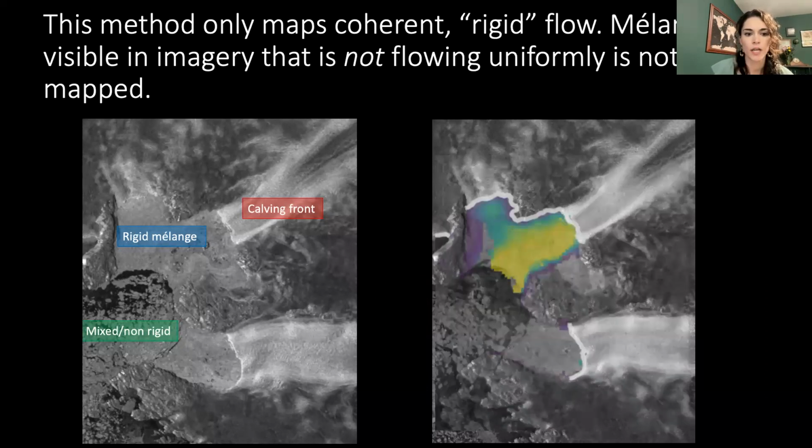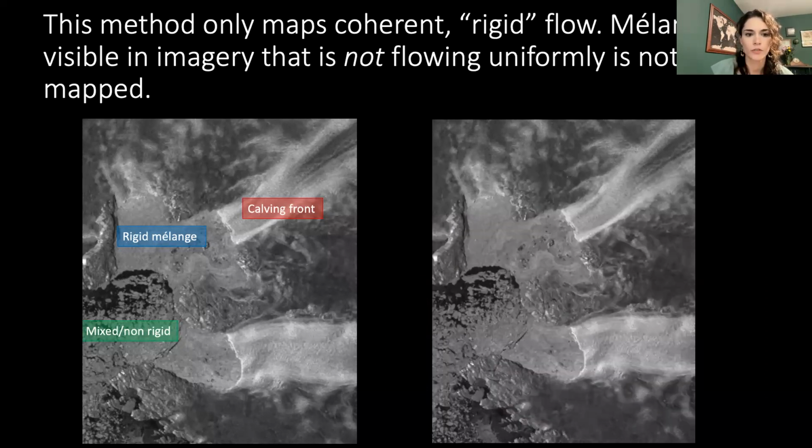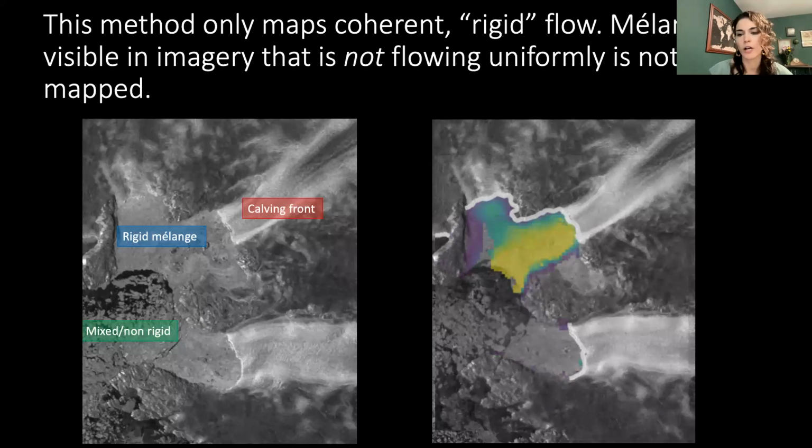And so just to compare these two types of rigid versus non-rigid mélange, these areas up here where I have labeled rigid, this mélange as it flows, those icebergs are flowing together. They're moving at similar speeds and directions relative to each other. And so that will be able to drive a velocity map from that. But compared to the southern branch here, that's not the case. So it's maybe a weaker mélange, or the mélange is moving in several different directions. And so you don't get a velocity map back from that.